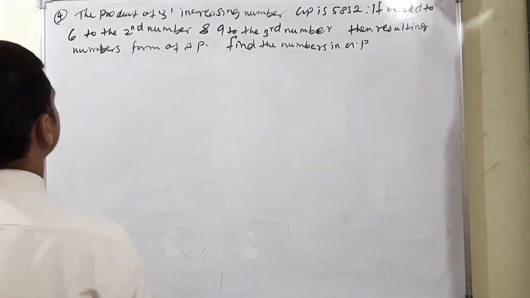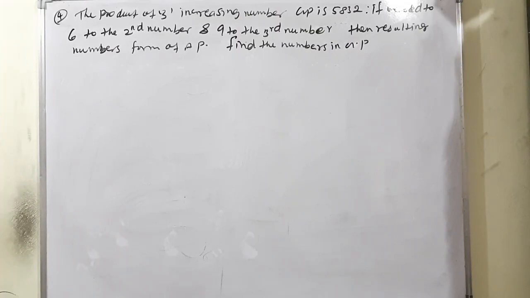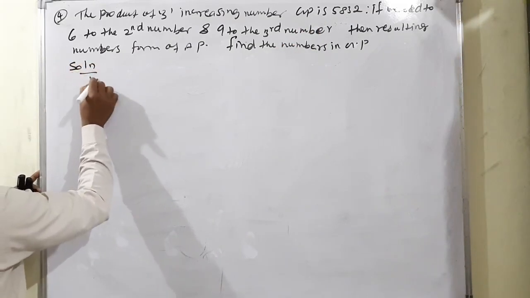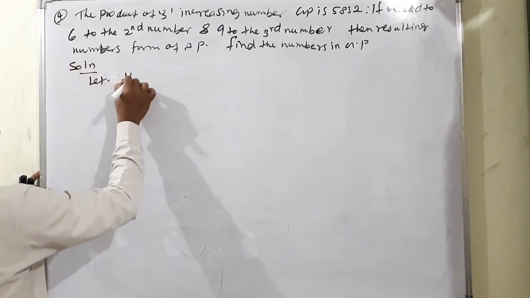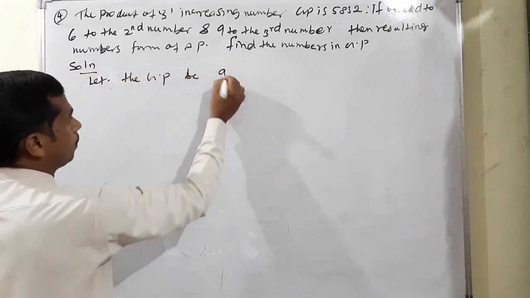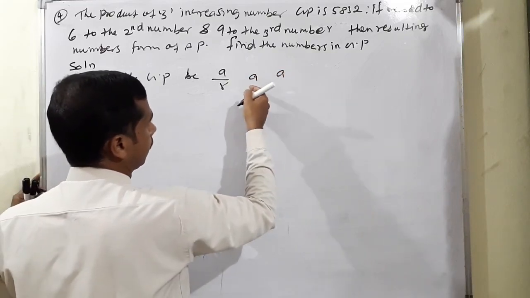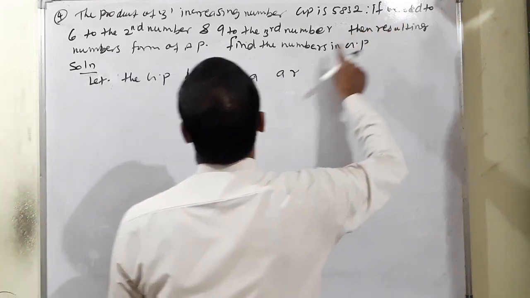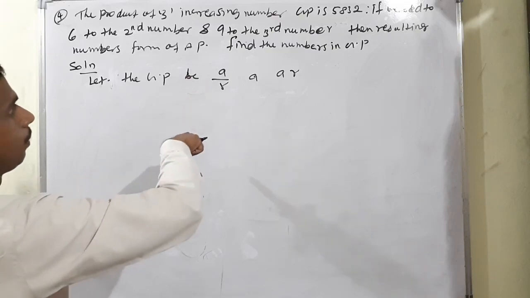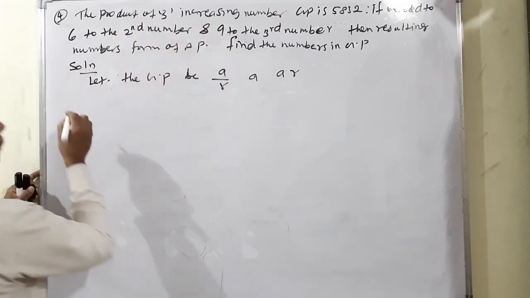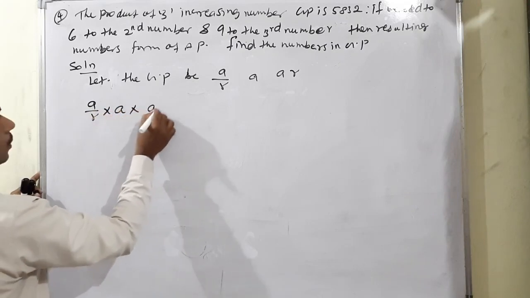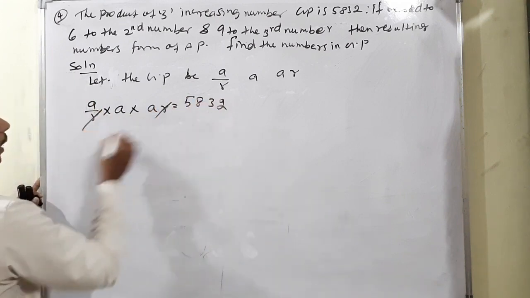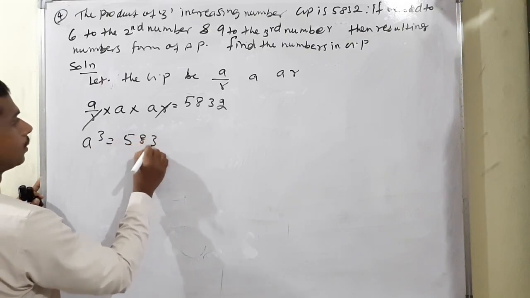I am moving to question number 4 from exercise 5.2. Question: the product of 3 increasing numbers in GP is 5832. Solution: let the geometric progression be a by r, a, ar, the second term divided by the first term, isn't it? So, product of the first 3 means a by r into a into ar is equal to the given value 5832. The r cancels, so a cube is equal to 5832.